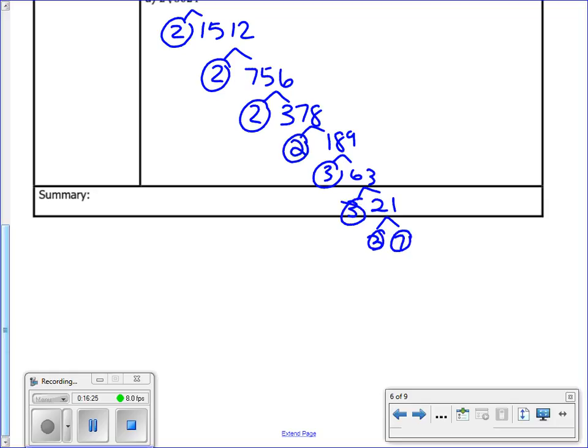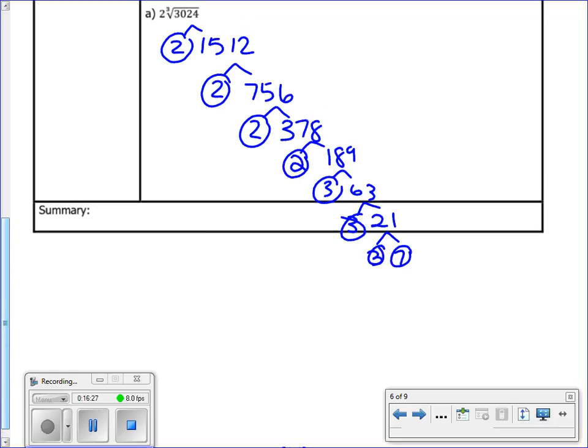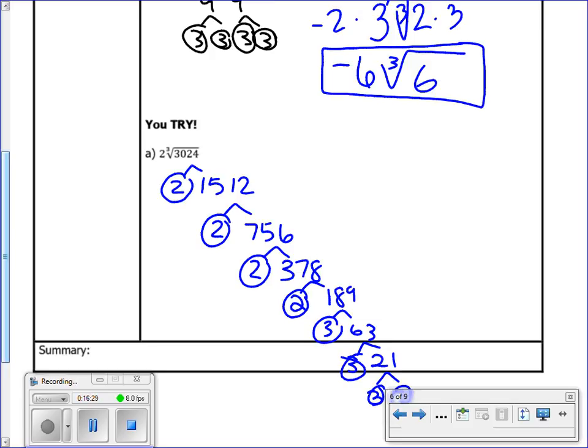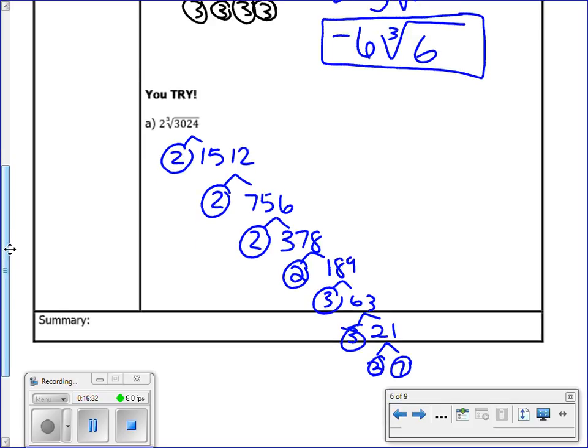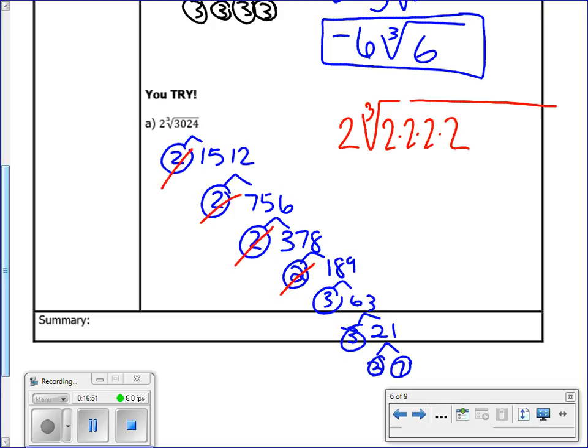So that's a lot of prime numbers we got going on here, but that's all right. So we're going to take all these prime numbers and put them inside my cube root sign. So we have 2 cubed root. We have 1, 2, 3, 4 2's, right? 1, 2, 3, 4, and 1, 2, 3 3's, and 1 7.